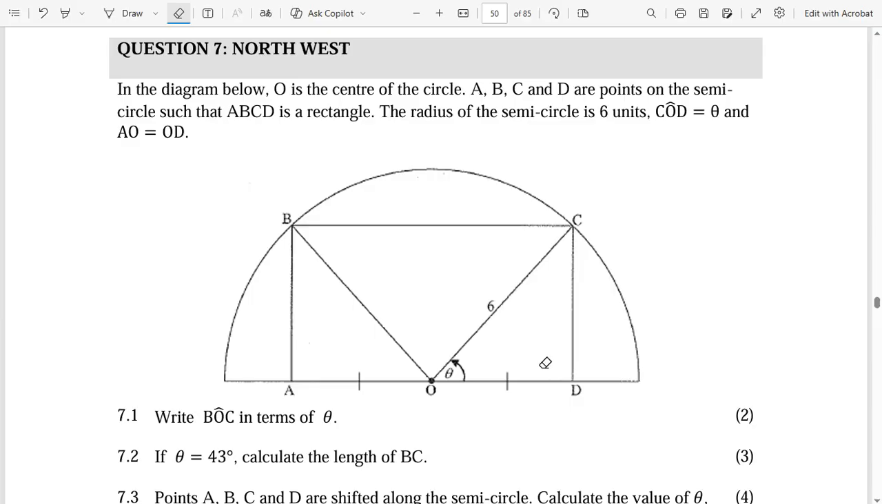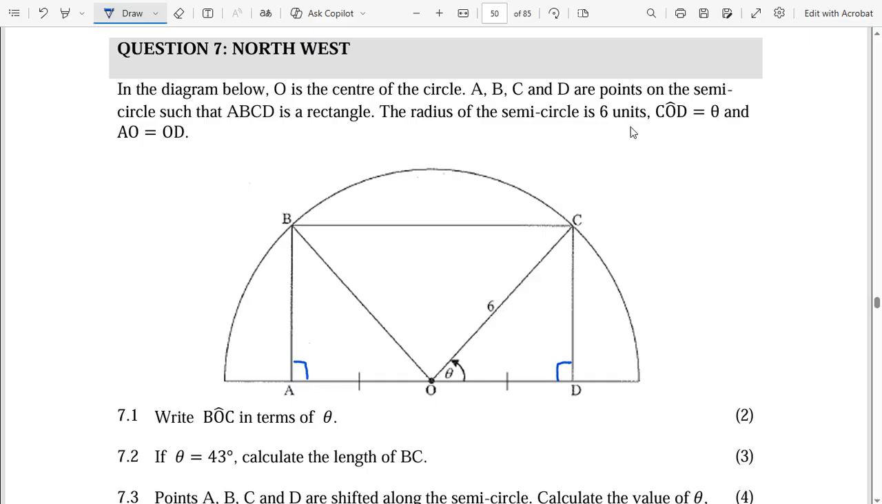So if this is a rectangle, we know that the line of that rectangle will be perpendicular to the radius, which makes this 90. This one also 90. Okay, so ABO and OCD, those are your right angle triangles.